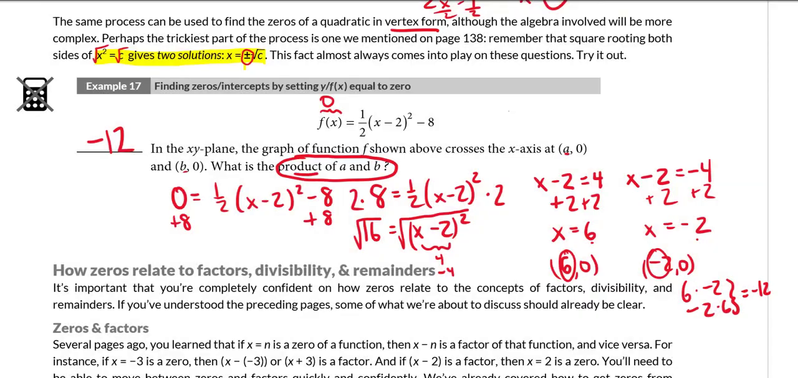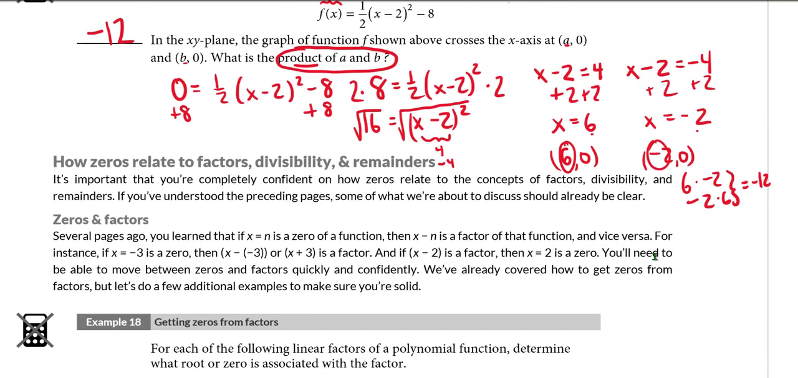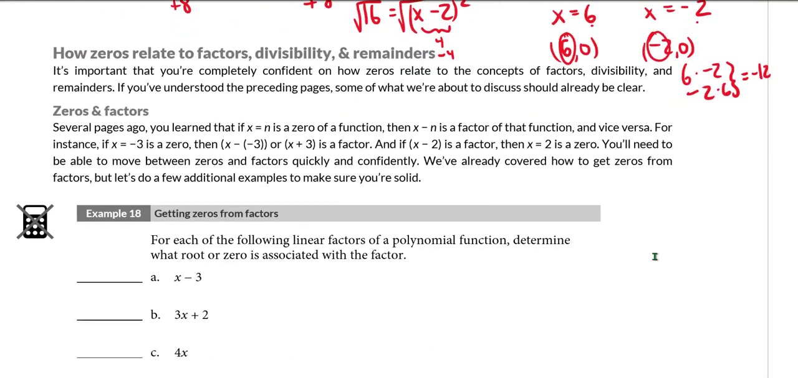We have now discussed a bunch of different ways to extract zeros from the various forms of a quadratic. The next thing that we have to do is talk about some of the other terms and concepts that are related to zeros. We introduced the idea of some of these synonymous terms and concepts back on page 134 at the beginning of this section. We're going to go into a little bit more detail on how zeros relate to some of those other terms and concepts.